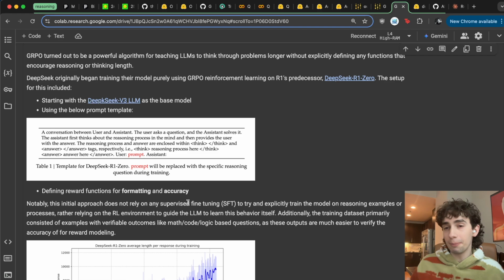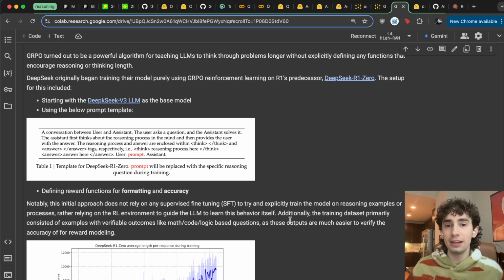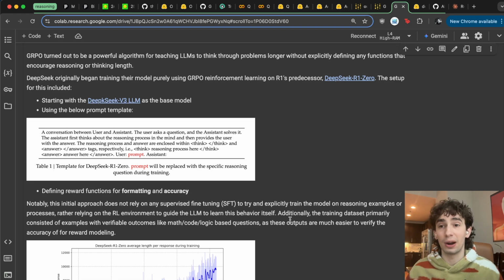Most notably, in comparison to some of the speculative ways that we believed that reasoning was being taught to these models, this initial approach doesn't rely on any supervised fine-tuning to try and actually explicitly train a model on reasoning examples or different reasoning processes.